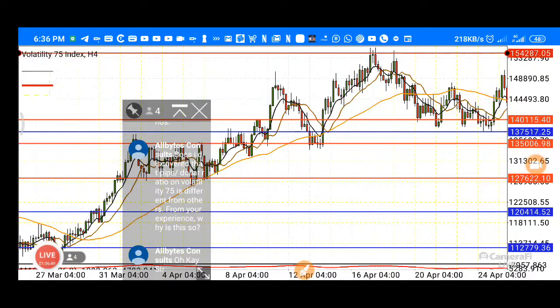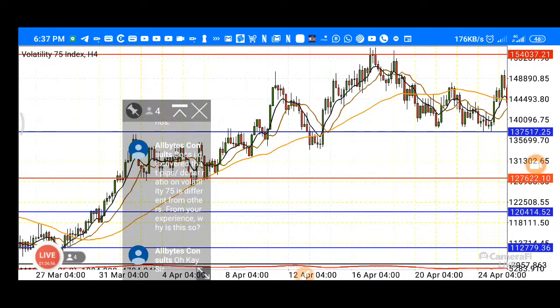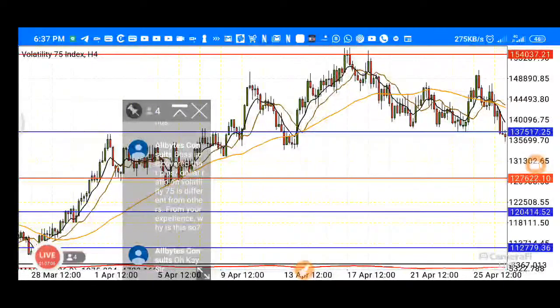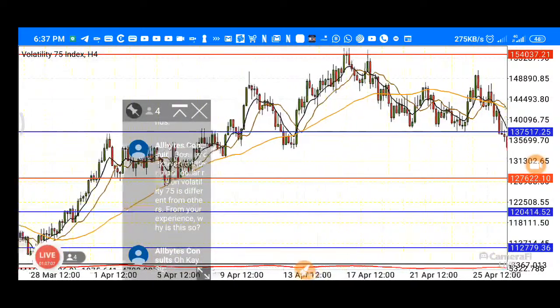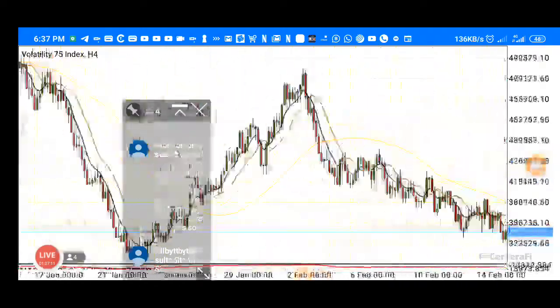Let me return this one to its level. Let me delete this. So let's continue. Whenever this market touches here and bounces, you are selling. So let's see what will happen. Okay, now see what happened here. Oh goodness.